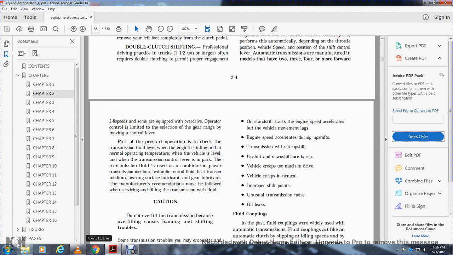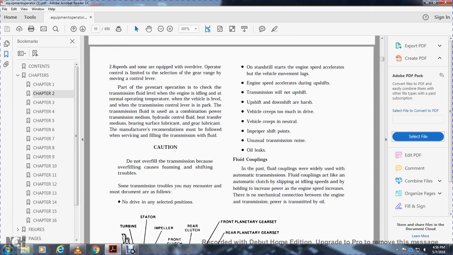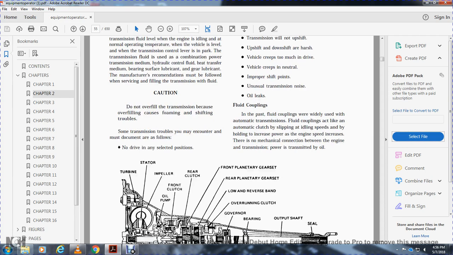Part of the pre-start engine operation is to check the transmission fluid level, with the engine idling in normal operation and the vehicle level, with the transmission control lever in position. The transmission fluid serves as the hydraulic control medium, a heat transfer medium, and a lubricant for bearing surfaces and gears. Manufacturer recommendations must be followed when filling the transmission fluid. Caution: do not overfill the transmission. Overfilling causes foaming and shifting trouble.